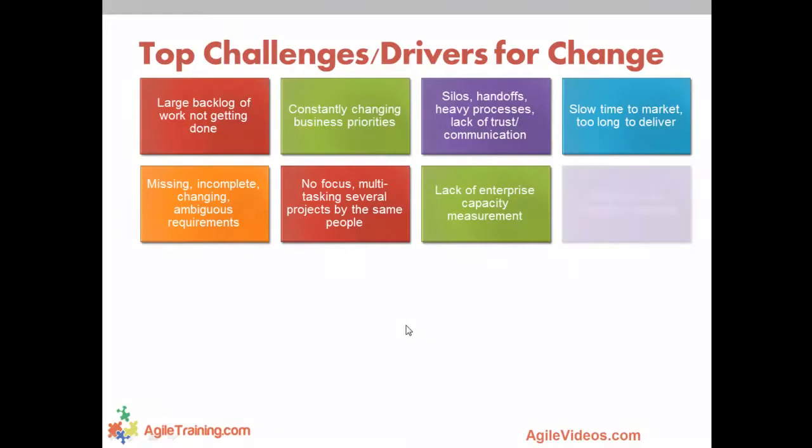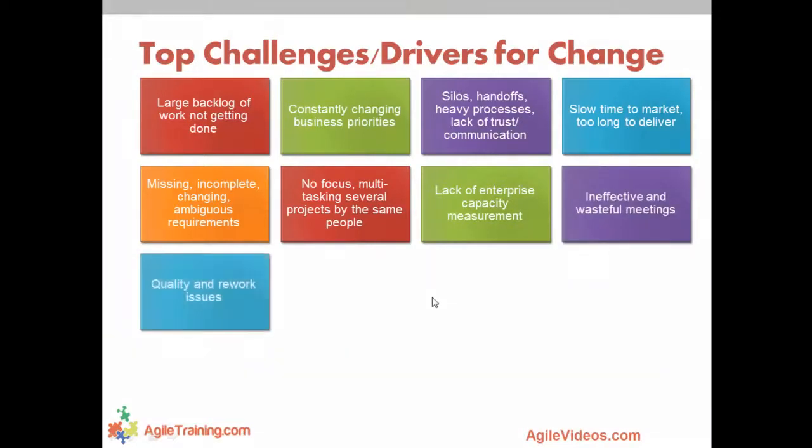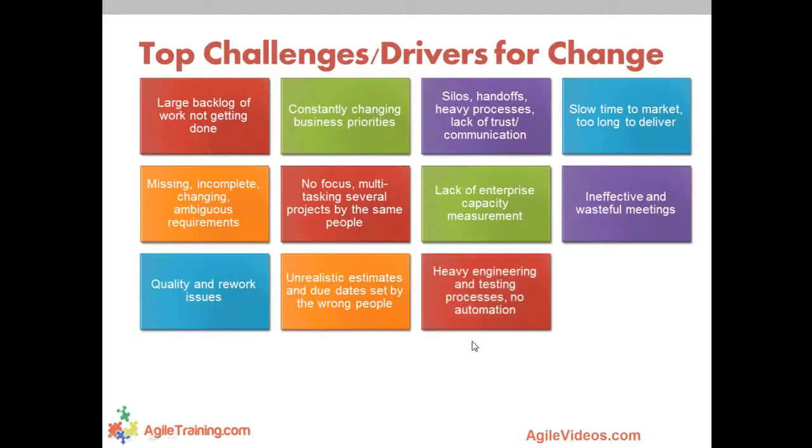Most organizations struggle. Ineffective and wasteful meetings. Quality and rework issues, another big problem, obviously, because of a lot of this, probably. Unrealistic estimates and due dates set by the wrong people. So we're not really asking the team. Someone out there in marketing is taking the leap of faith and saying, you know what, yeah, sure, we can get that done, and we can get it done by January 25th. How about that? And coming back to the team and telling the team to just go do it. There's a better process, and that's why it just makes it really hard, because it's unrealistic.